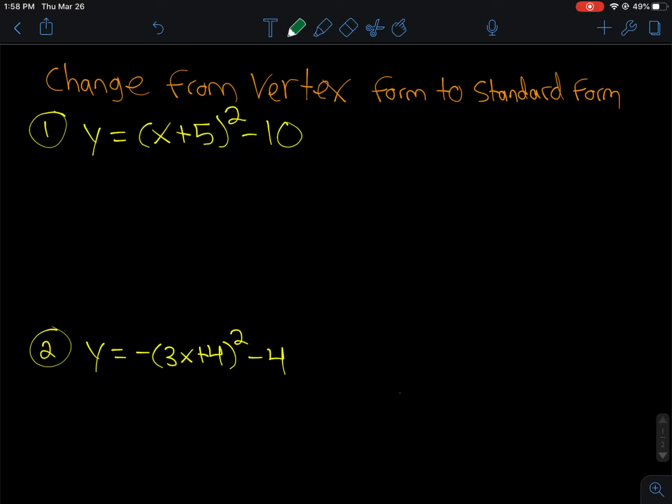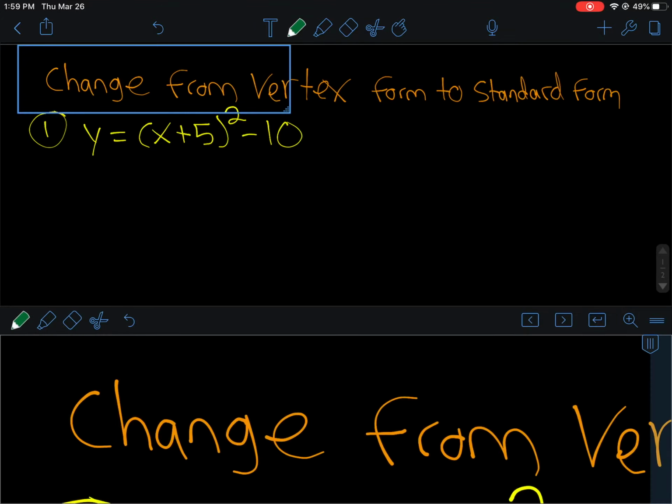This video is about changing a quadratic from vertex form to standard form, as you can see by these examples. So just a reminder, if you need to pause the video or rewind it, make sure you're doing that if you're not fully understanding what is going on.